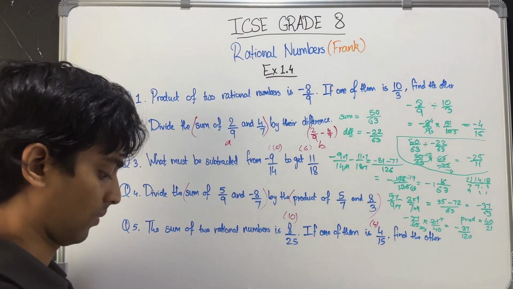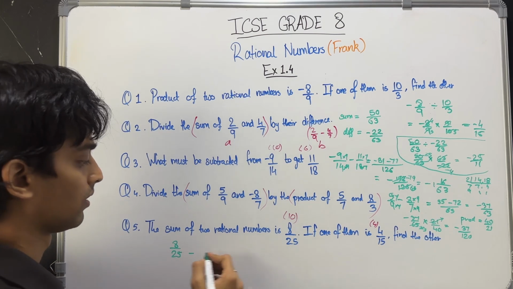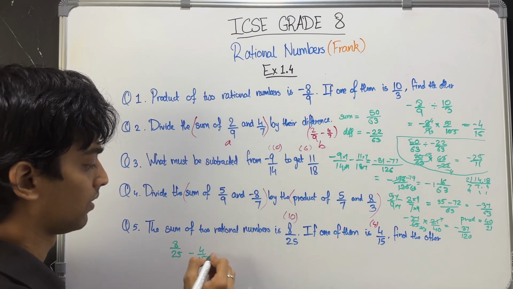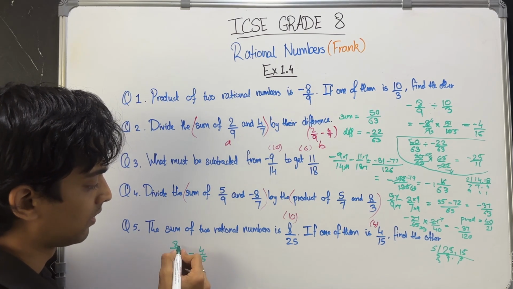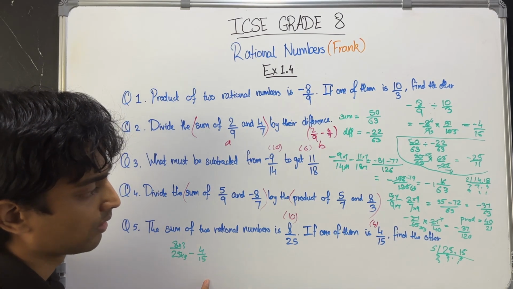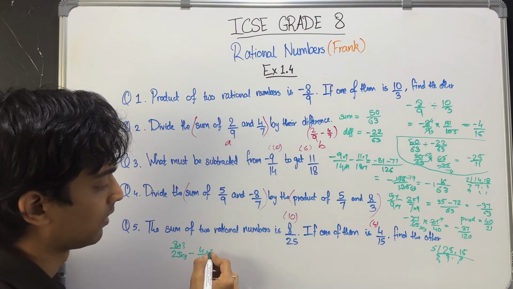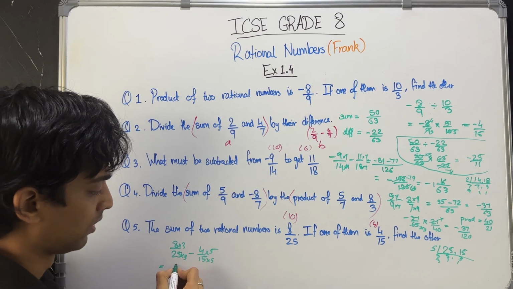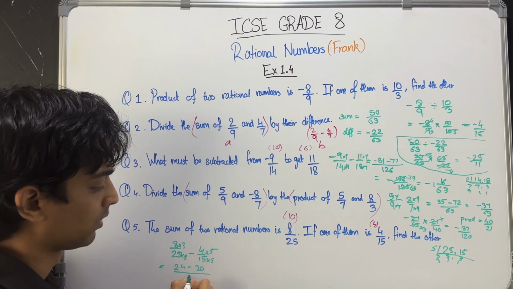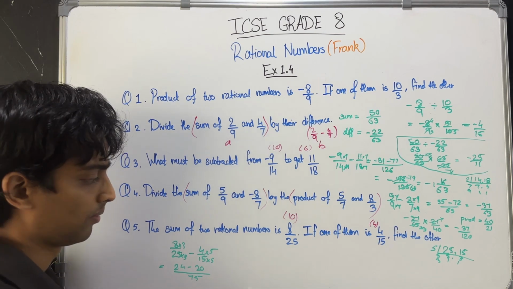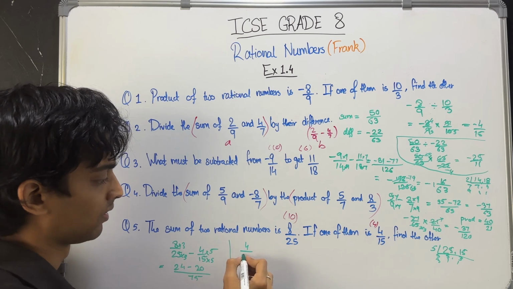Let's do that. So 8 upon 25 minus 4 upon 15. Now this will be into 3, into 3. This will be into 5, into 5. This will come out as 24 minus 20, the whole upon 75. Then 24 minus 20 is 4 by 75. This is the answer.